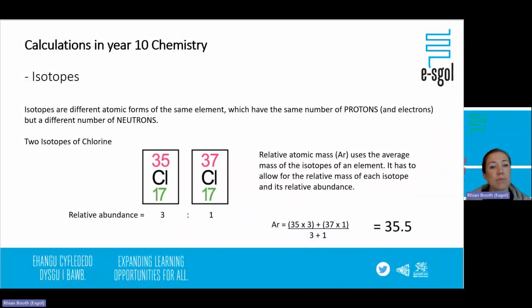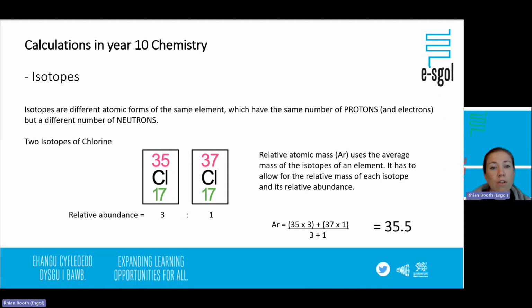Okay, so isotopes next. Isotopes, okay, this is a really important definition for you to learn. They are different atomic forms of the same element, which have the same number of protons, and of course electrons, but a different number of neutrons. So there's a really important definition for you. Make sure you know that off by heart, okay? We've got some examples here for you.